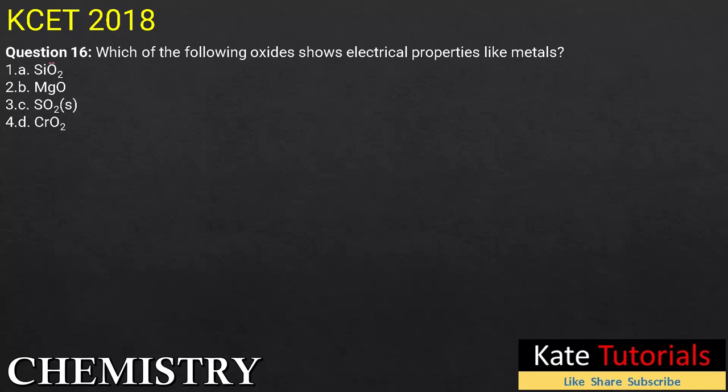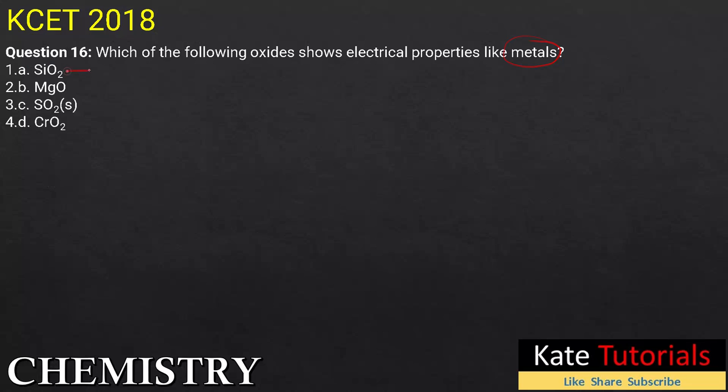Here in this video I'm going to discuss question number 16 to question number 20. Question number 16 is, which of the following oxides show electrical properties like metals? They have given options A, B, C, D. These are oxides. We have to tell which one will show electrical property like metal.